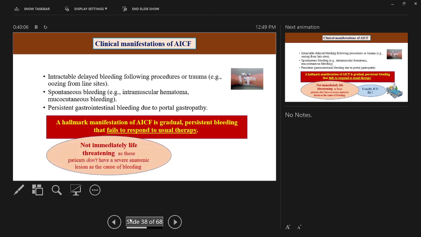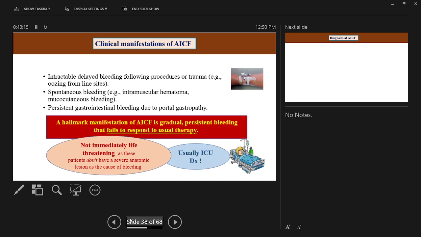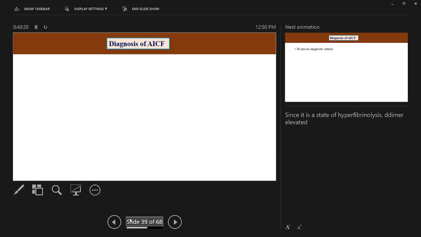And you also have to remember that most of the patients with AICF do not have bleeds that are immediately life-threatening, as these don't have a severe anatomic lesion as the cause of the bleeding. So it is usually an ICU diagnosis and not an ED diagnosis. I'll also tell you why.